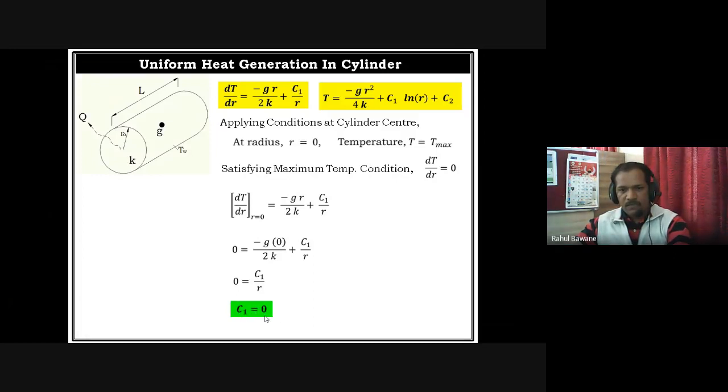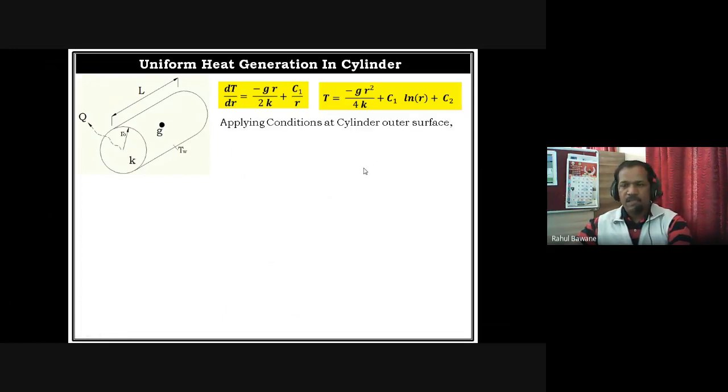Now if we have the value c1 equals 0, we put back this value into our dT by dr form. So our equation becomes dT by dr at r equals 0 is minus gr upon 2k plus c1 was there, but c1 becomes 0. So this is our final form of dT by dr.